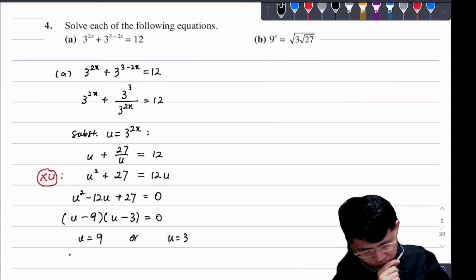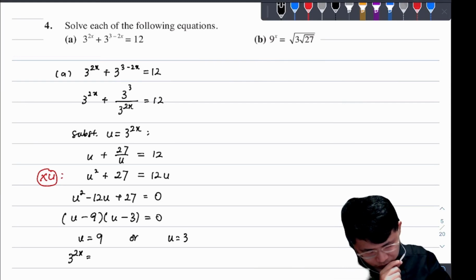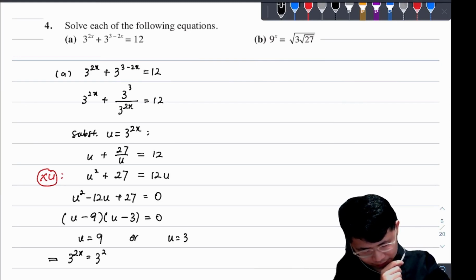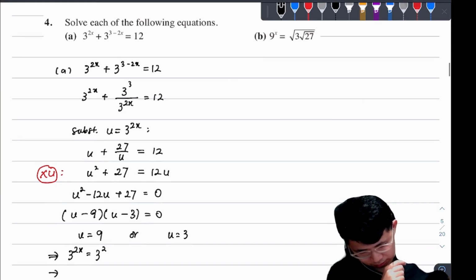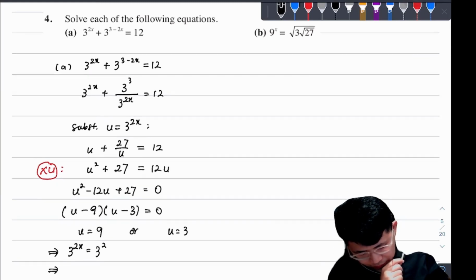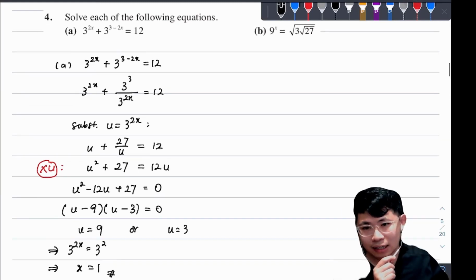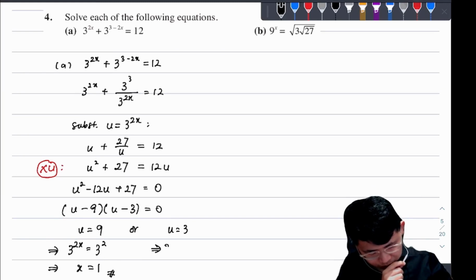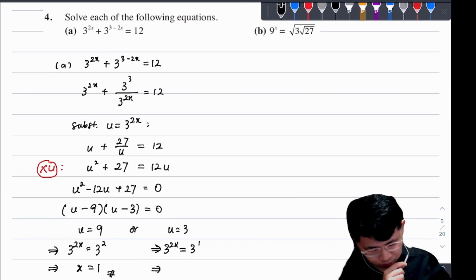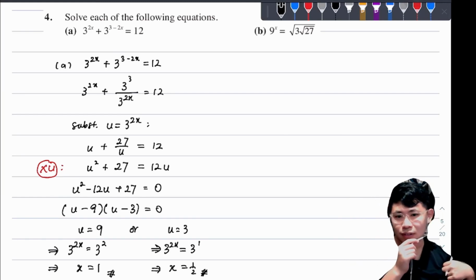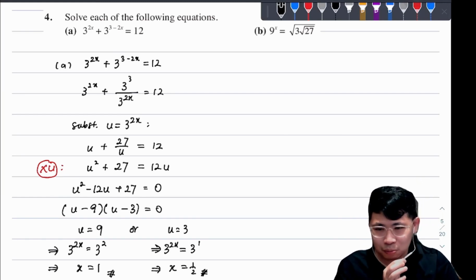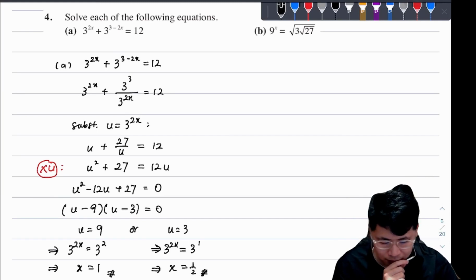So back to this one. 3 to the power of 2x is going to be equals to 3 square. Right, in index mode. So the last thing to write over here would be 2x equals to 2, x equals to 1. Okay, next one, u equals to 3. So which means 3 to the power of 2x is going to be equals to 3 power 1. So last step, 2x equals to 1, so x will be equals to half. Okay, and this is how we solve the final bit to bring back the 3 power 2x. Okay, so just nice, quadratic equation.